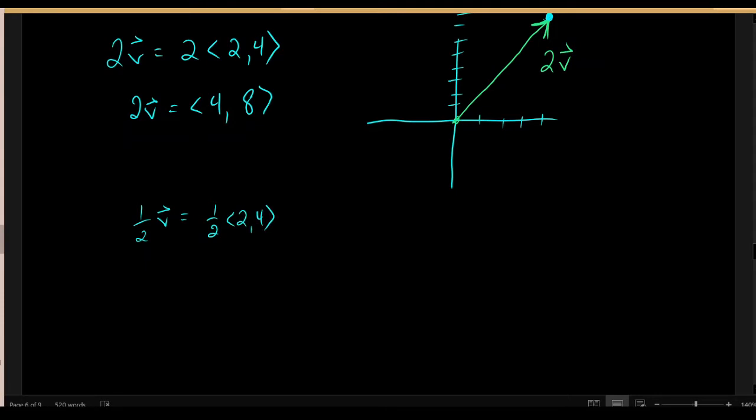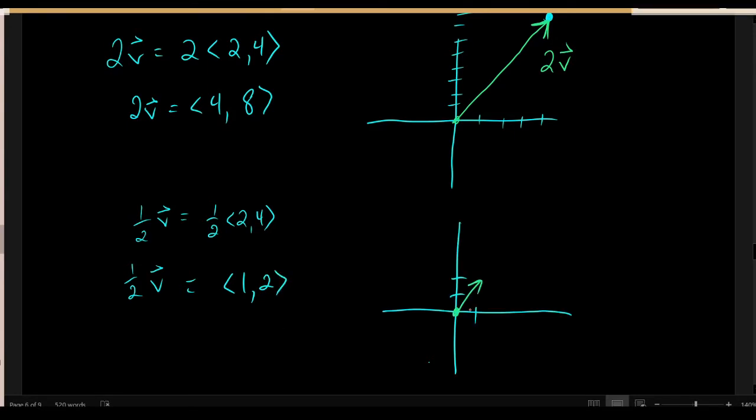If I multiply each individual component by the number 1/2, 1/2 times 2 becomes 1. 1/2 times 4 becomes 2. This is the vector 1/2 times v.